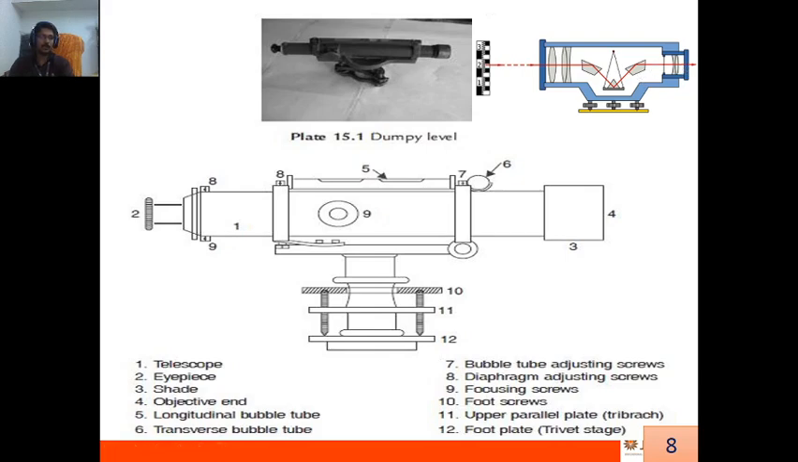right? So there will be a line of sight, and a crosshair at which the reading falls, that we can see. That focusing can be done with the help of the focusing screw of the telescope, and the eyepiece screws are also there, right? So you have to remember these parts while using the instrument.